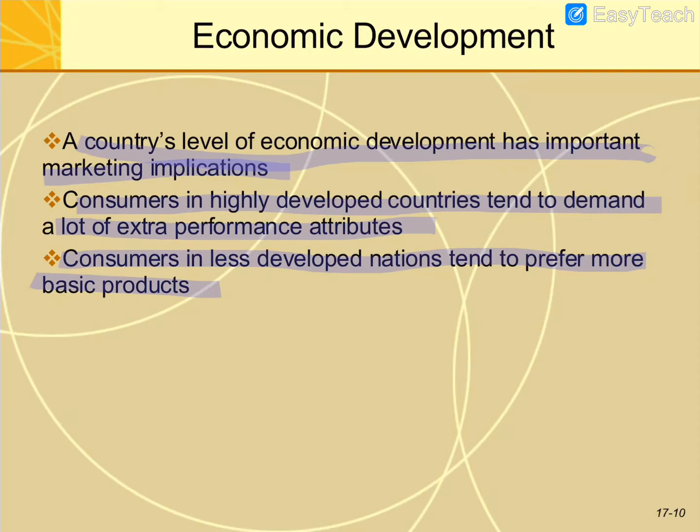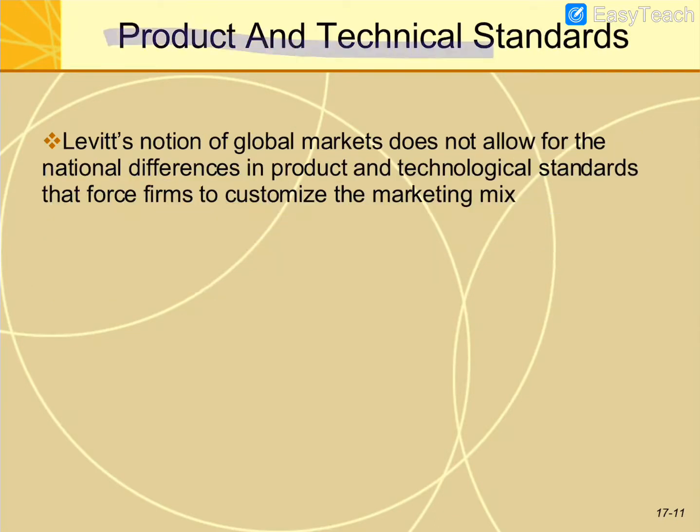The next factor of product attributes is product and technical standards. Levitt says the notion of global marketing does not allow for national differences in product and technological standards that force firms to customize the marketing mix. Different governments mandate product standards that can rule out mass production and marketing of standardized products.